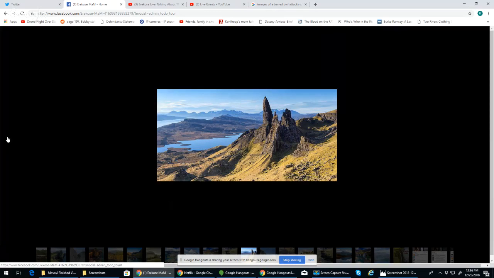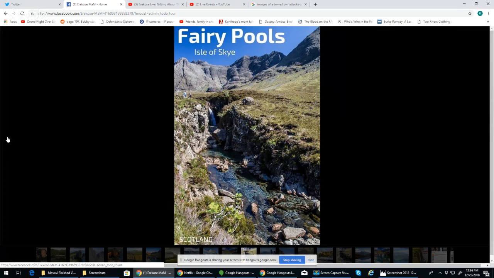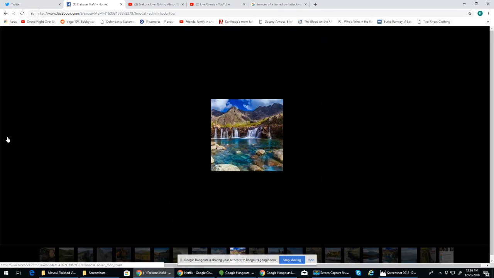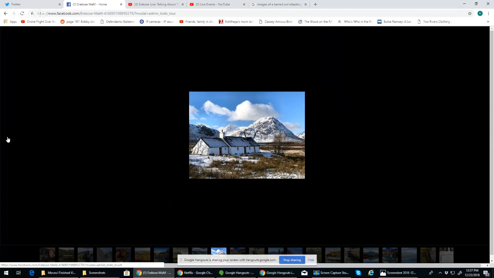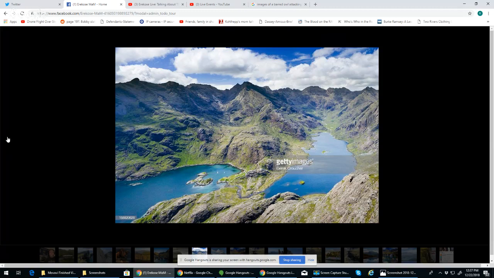Yep, that's particularly stunning. There, as I say, there's the Fairy Pools. That's Glencoe. That's on the way, as I say, up to Fort William. Yeah, that's part of the way up there.